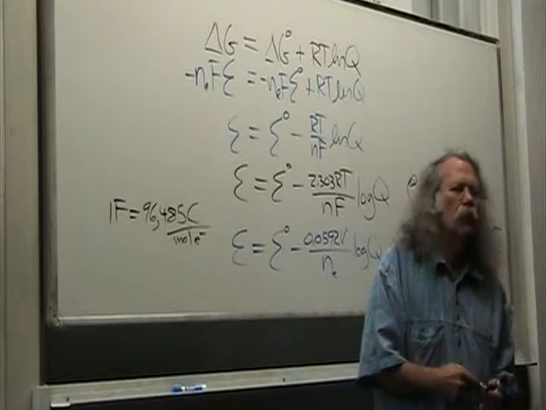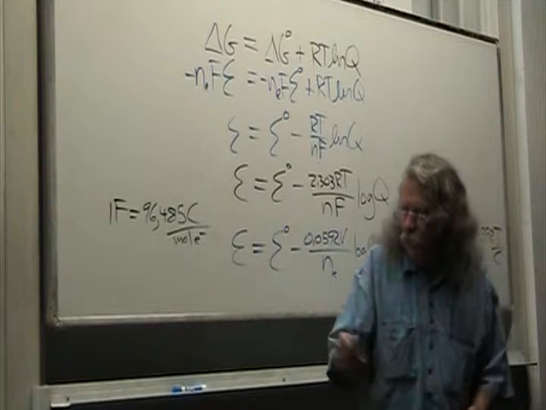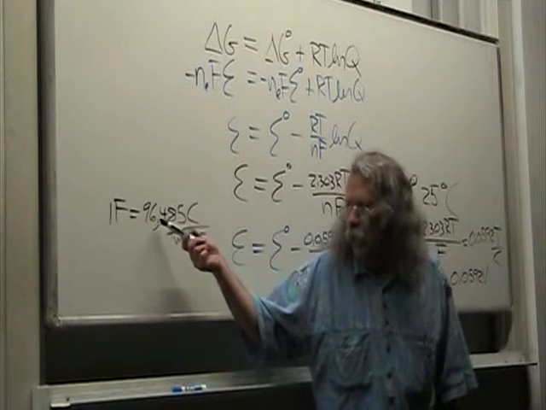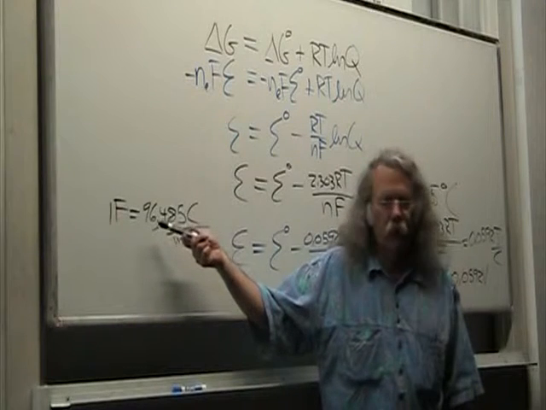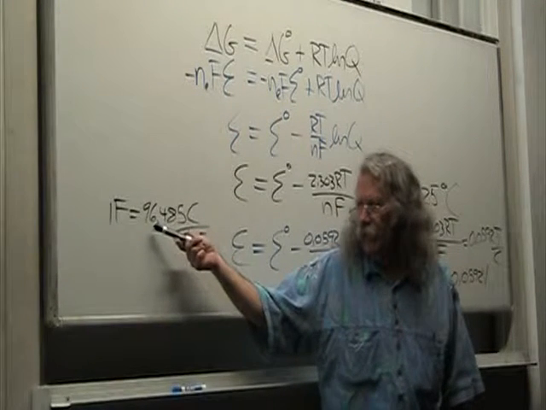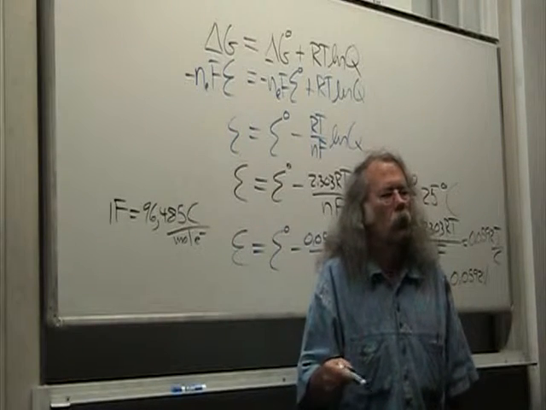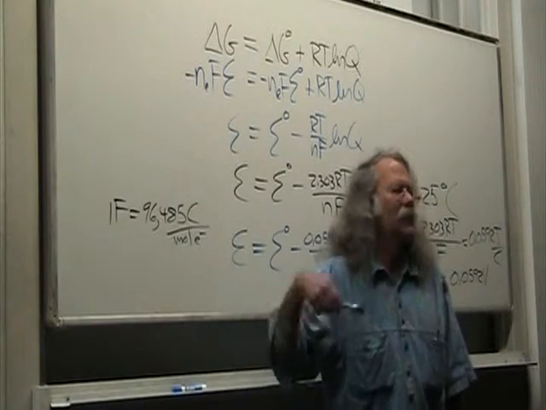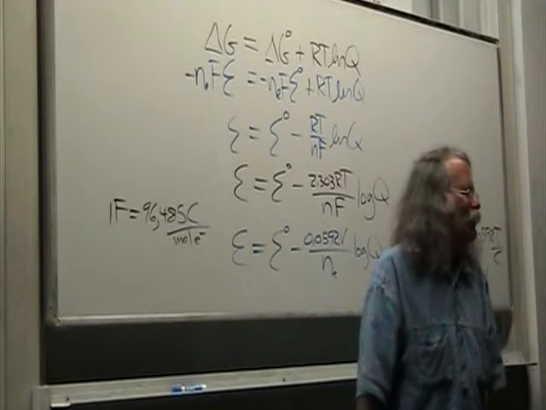96,485 coulombs for every mole of electrons. When we get to Faraday's law, I'll provide the formula for you. For simplification, we'll round this off to 96,500 coulombs per mole. I'll provide the Faraday constant. Okay, so let's solve that problem right now.